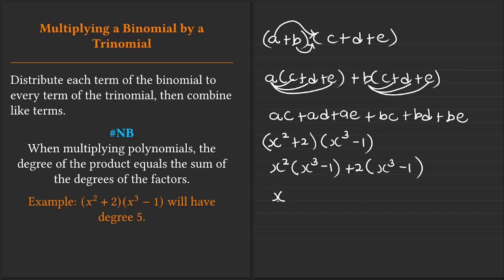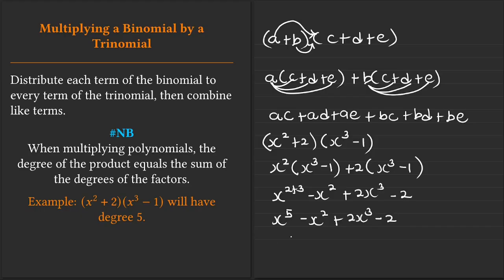So you have x. Since the bases are the same, the laws of indices says when we are looking for a product, we add the exponents. So I have 2 plus 3. Then we have x squared times negative 1, which gives us negative x squared. Then 2 times x cubed gives us 2x cubed. Then 2 times negative 1 gives us negative 2. Simplifying further, we are going to get x to the power 5, minus x squared, plus 2x cubed, minus 2.